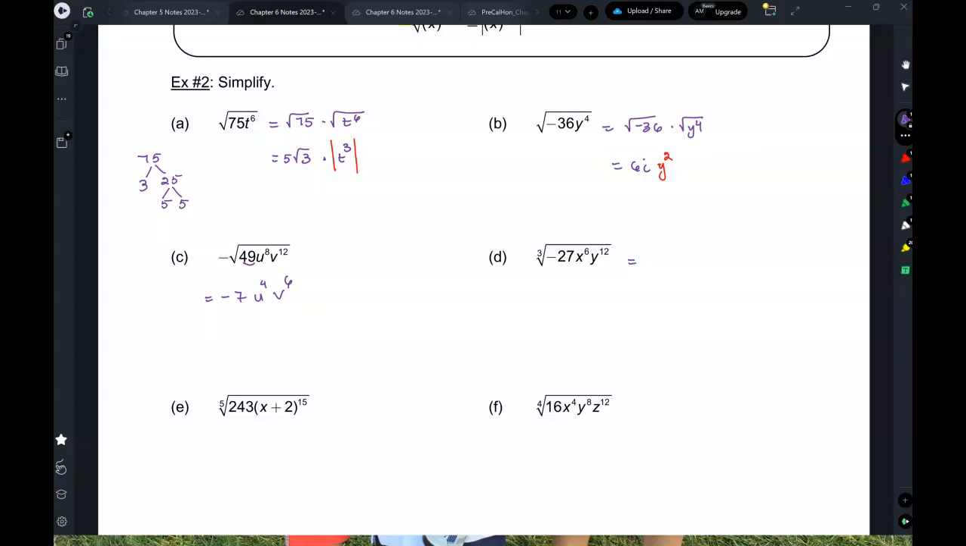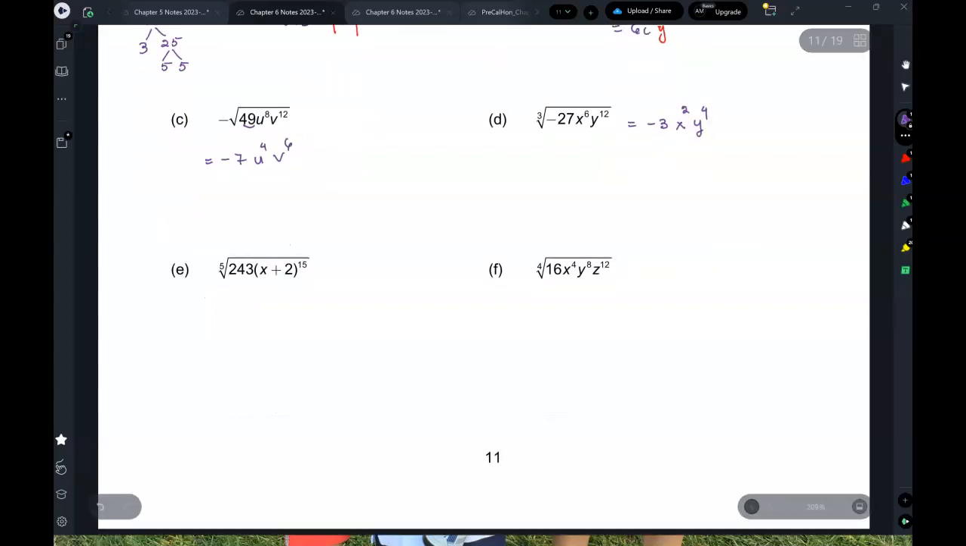Cube root of negative 27 is what? Negative 3. X to the what? 2. Y to the 4. Good. Okay. How about this?